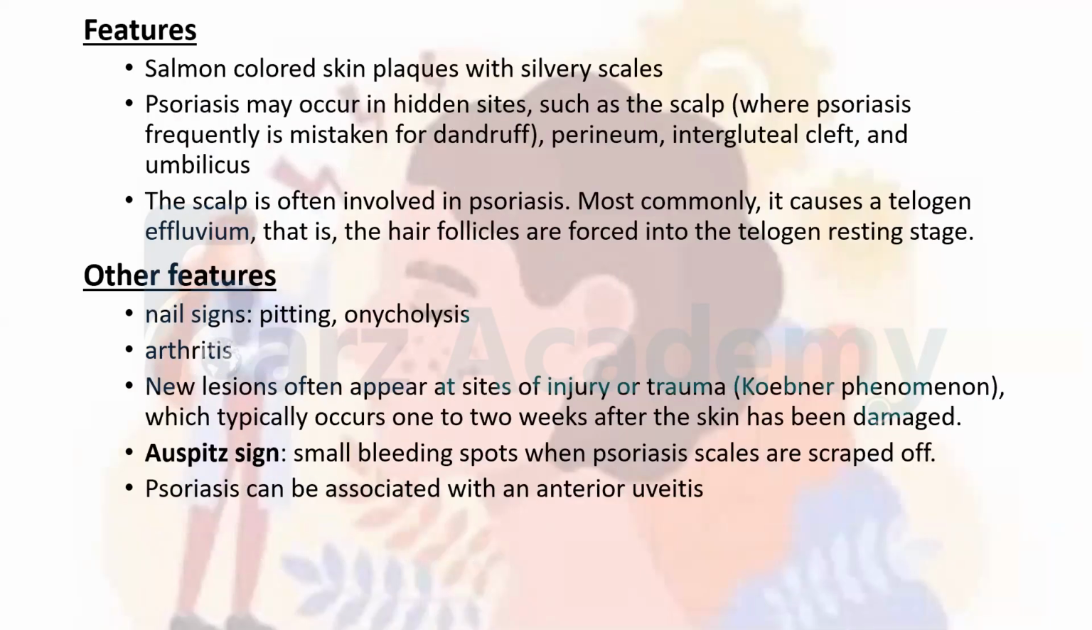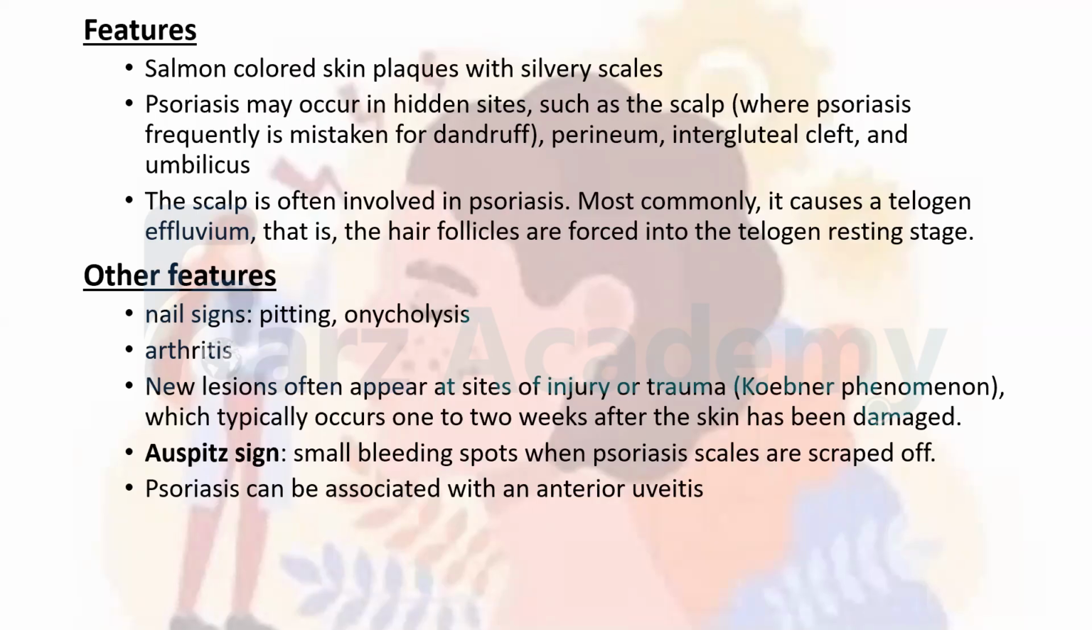Features that are common to psoriasis are red, salmon-colored patches, which are plaques with silvery scales. It can occur in hidden sites as well, for example, the scalp. So whenever you have a patient with psoriasis, never forget to examine the scalp, behind the ear, the elbows and knees, and also the ankle. Okay, so these are common sites. Even when the patient shows you that they have rashes over their face or neck or forearm, you will have to examine for hidden lesions. The scalp is often involved in psoriasis.